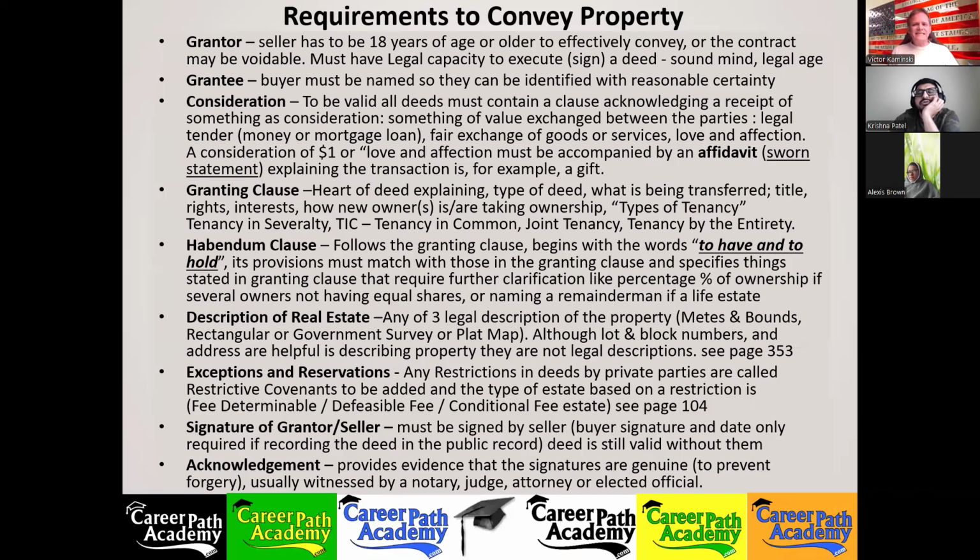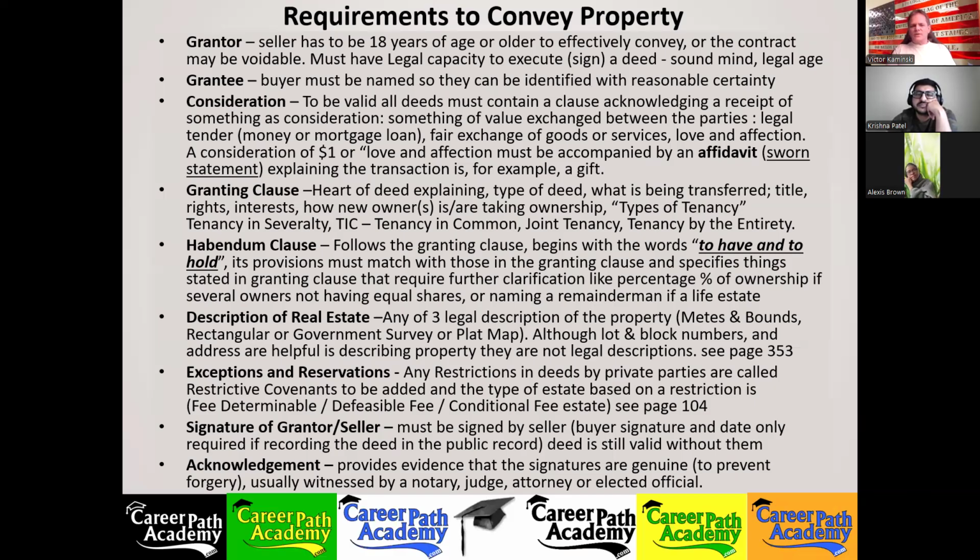The acronym TTIP. Time, title, interest, and possession. And what is the only benefit to having joint tenancy? Survivorship. The right of survivorship. Okay. And then lastly, we have tenancy by the entirety, which is ownership by married couples who also have the right of survivorship. All right.